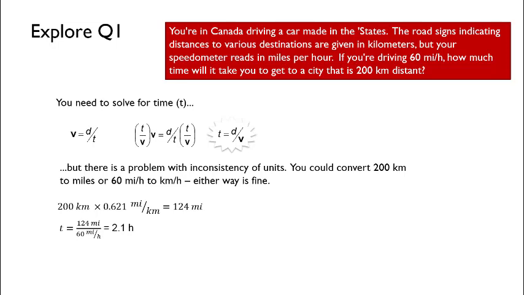I must stress again, write the units each time you encounter a problem. The units are super important, and that's really what science is about. Of course, you can convert this out of hours into hours and minutes. If you do so, you come up with 2 hours and 6 minutes.